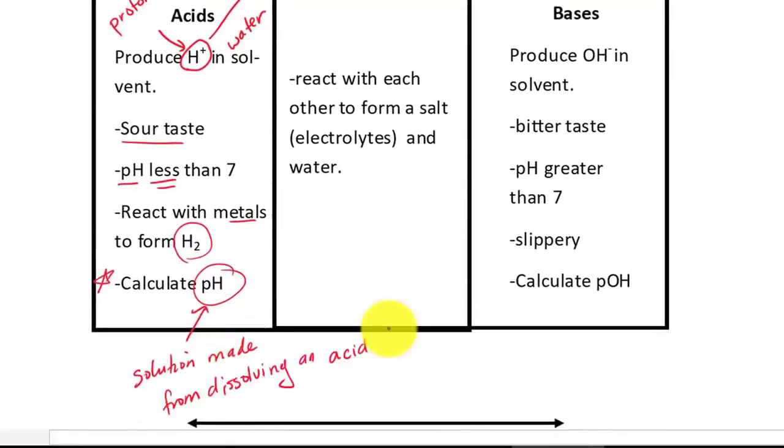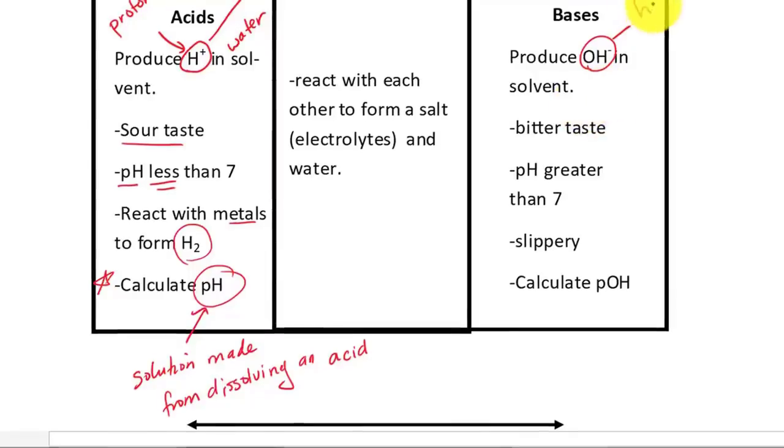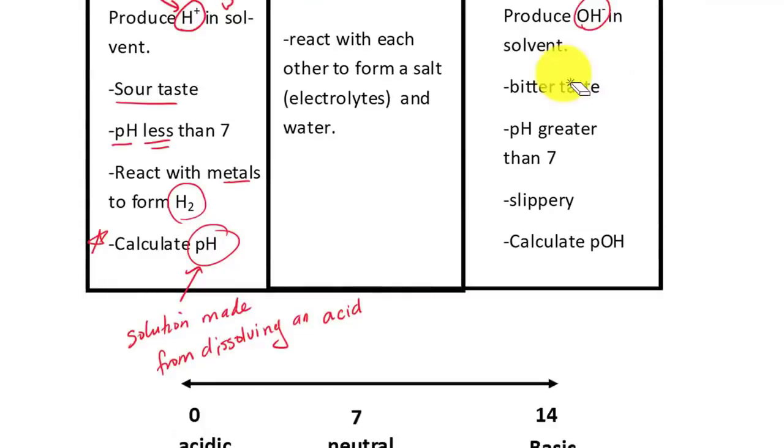Now let's go over to the bases. The bases produce an OH minus, and the name of the ion for OH minus is hydroxide. Another characteristic of a base is that it has a bitter taste. And think of soap. If you ever tasted soap before, it tastes very bitter.